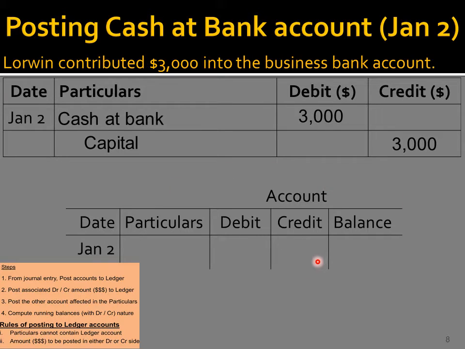As you can see, the ledger account format is very similar to the journal entry format. The only difference is that in the ledger account, there is an additional column known as the balance column. Let's start to post from the journal to the ledger. Step 1, we will post the account that we are preparing to the ledger. Let's start with posting the cash at bank account.